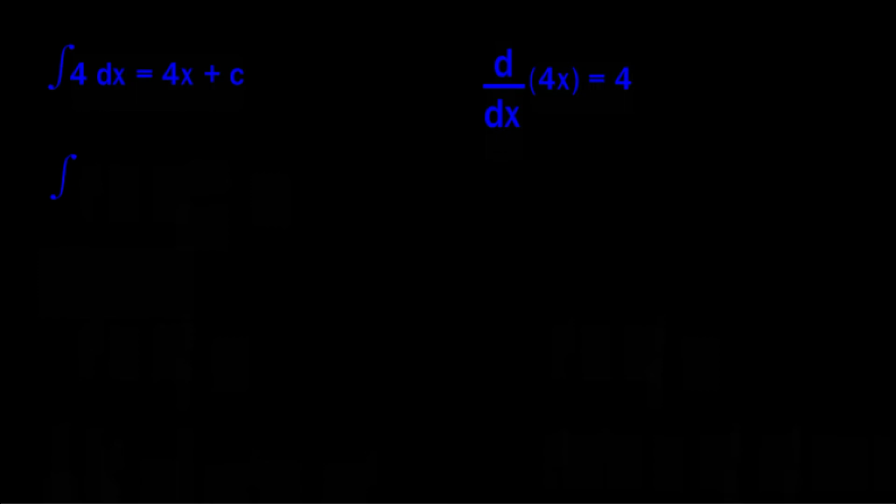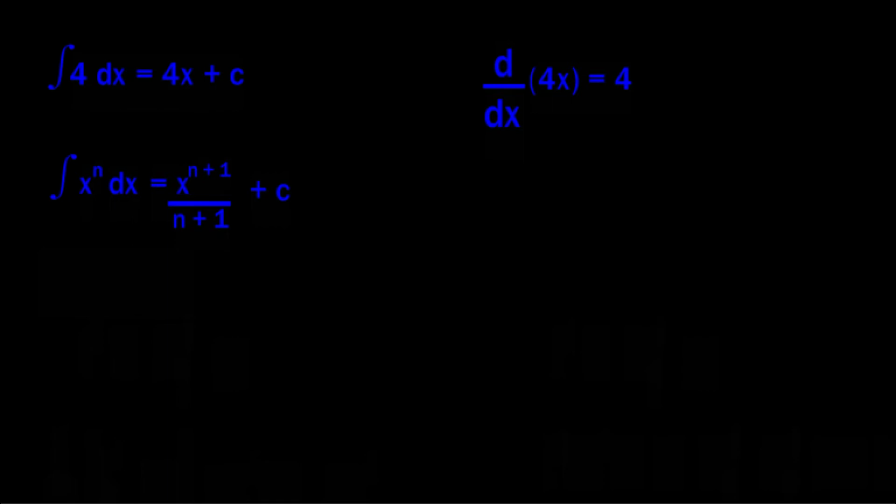So let's try another example. Let's say we have x to the power of n dx. Here n is any number, and we will get x to the power of n plus 1, over n plus 1. We always add a constant because the differentiation of a constant is equal to 0.